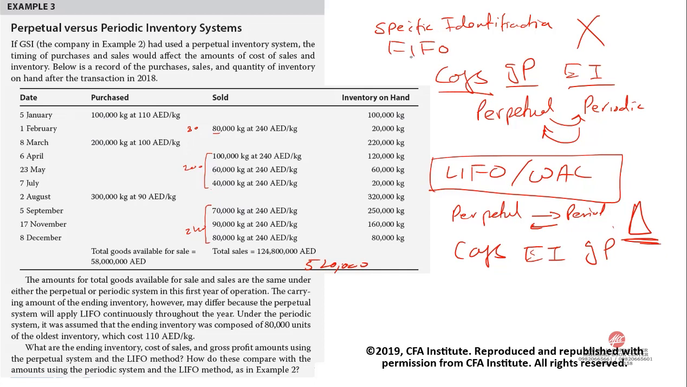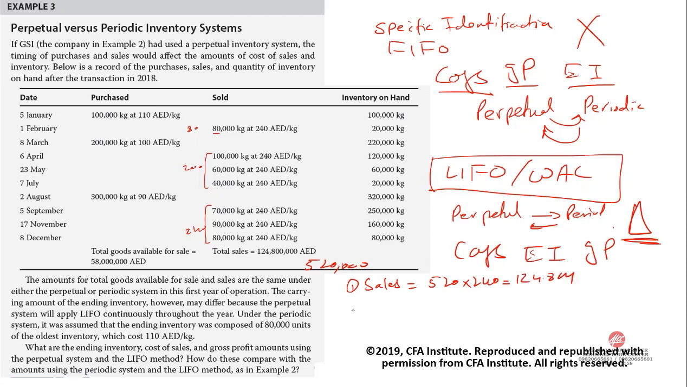Now, as we know, if we are using first in, first out, either perpetual or periodic, cost of sales, ending inventory, gross profit will not change. But if you are using last in, first out, then things would change. Now, let's find out sales first. Sales remain the same. Sales doesn't change. Sales 520 multiplied by 240. This remains the same.